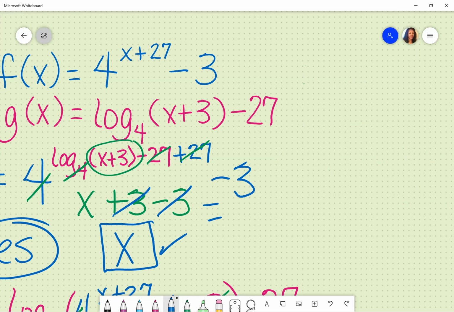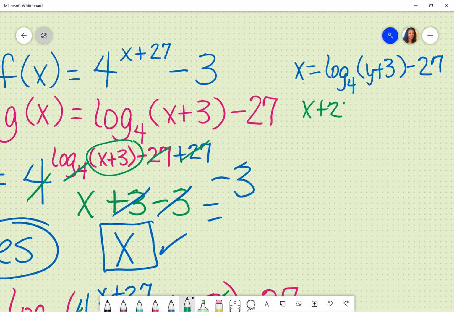So let's do g of x. We're going to swap it out. We're going to say that x is equal to log base 4, and this is y plus 3 minus 27. Well, let's go ahead and add 27 on both sides, which will get rid of this. And that's going to leave us with log base 4 of y plus 3.